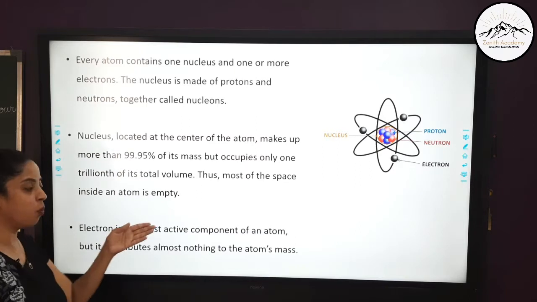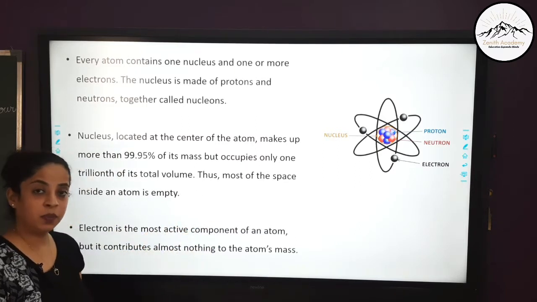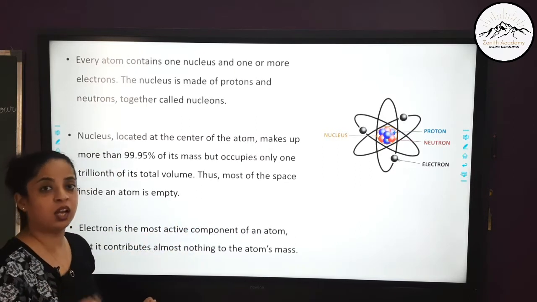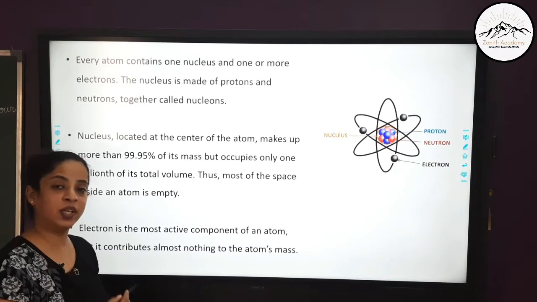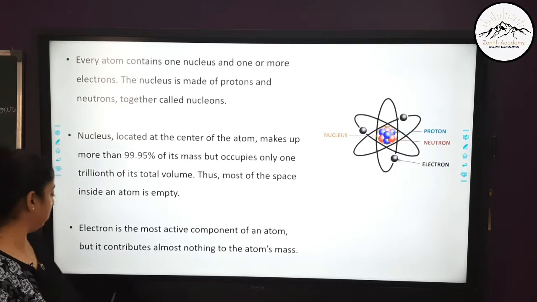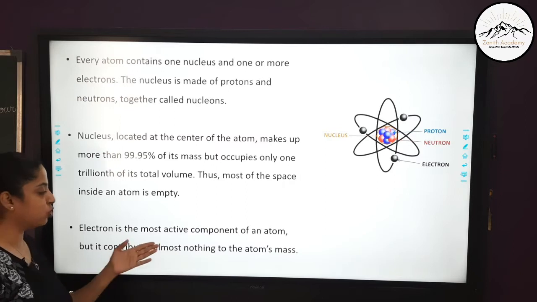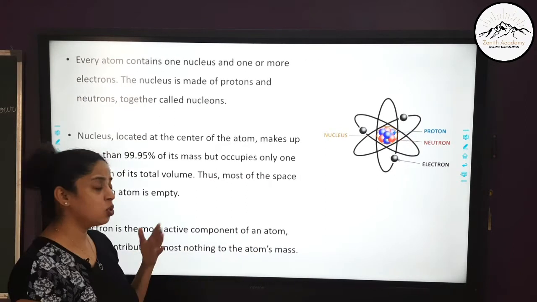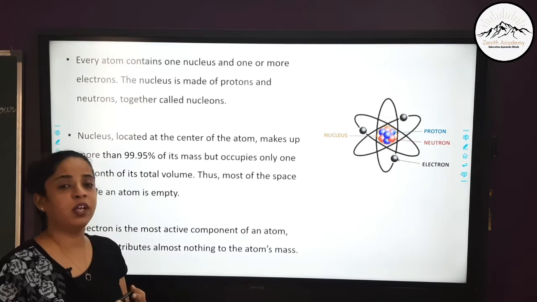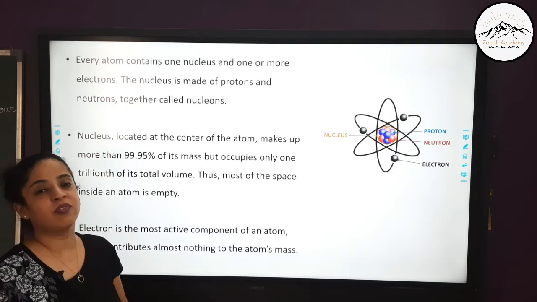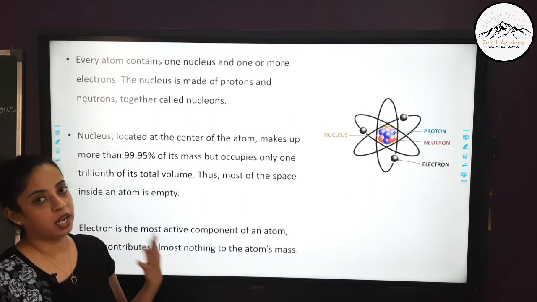Now electron is the most active component of the atom because it keeps on revolving around the orbits and also it takes part in all the chemical reactions, but it contributes almost nothing to the atom's mass. So when compared to the mass of proton and neutron, the electron has a very small or negligible mass.